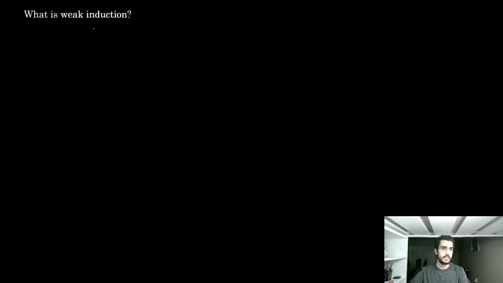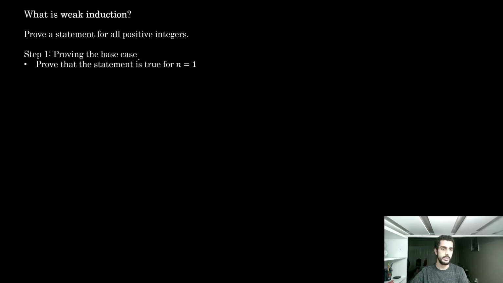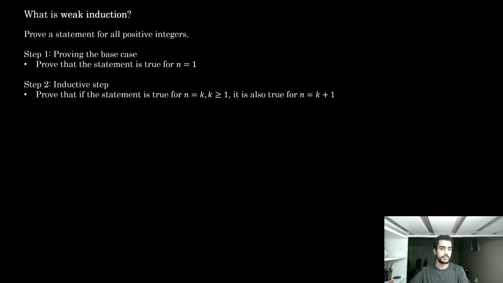Weak induction is a technique that we can use to prove that a statement is true for all positive integers. And the way we do this is through two steps. The first of these steps is proving the base case, and in this step all we do is prove that the statement is true when n equals 1. Then in the second step, or the inductive step, we have to prove that if the statement is true for some n equals k, where k is greater than or equal to 1, it's also true for the following value, n equals k plus 1.